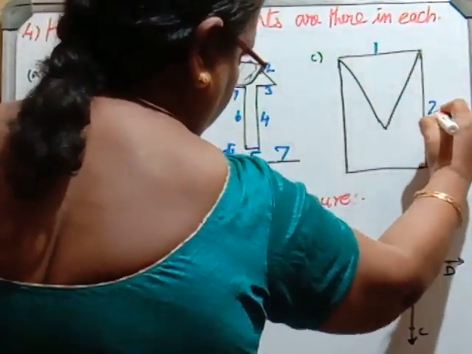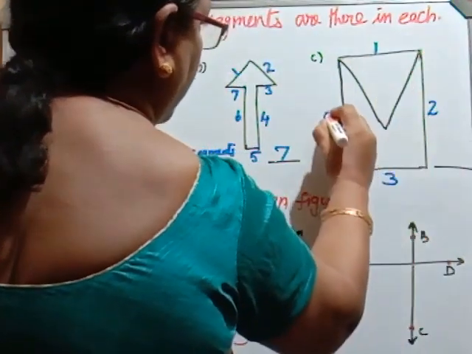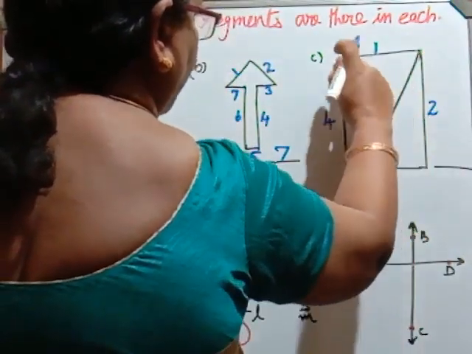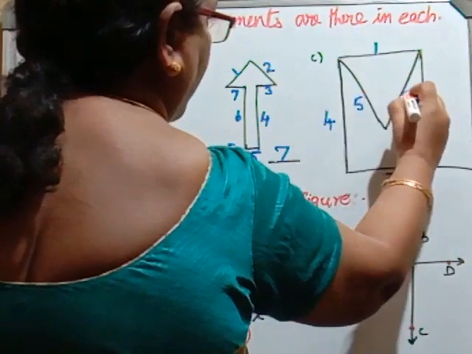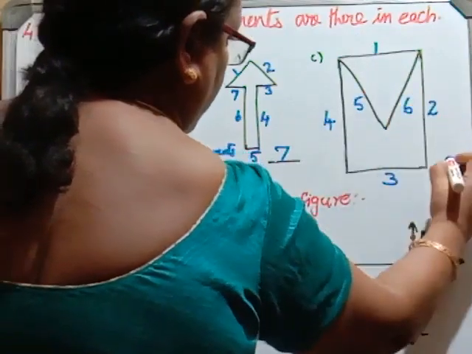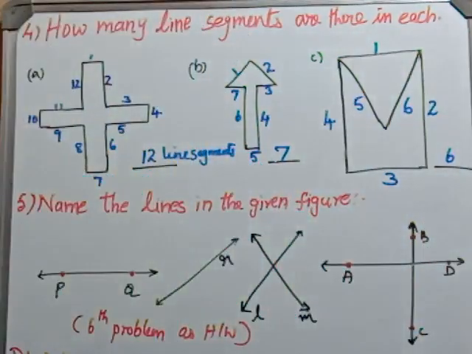Now, in figure C, I'll take this one as first. From here to here, it's second. From here to here, it's third. This is fourth. From here to this end, fifth. From this end to this end, sixth. So, how many line segments are there? 6 line segments are there.